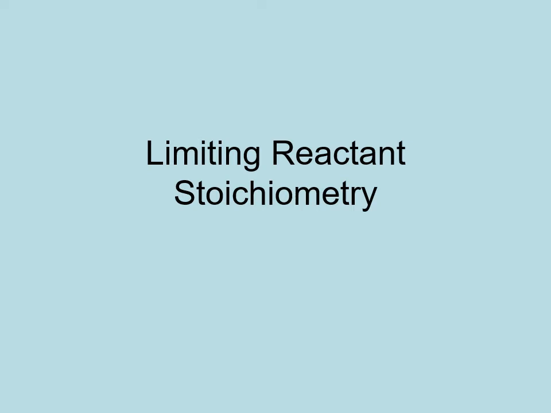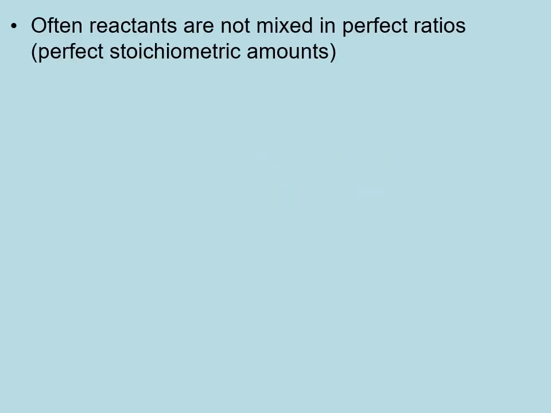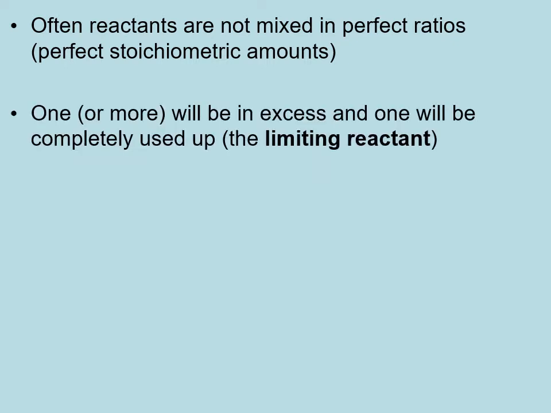Limiting reactant stoichiometry. Often when we are carrying out a reaction, the reactants themselves are not mixed in their perfect stoichiometric amounts, meaning that if they're reacting in a 1-to-1 ratio, you don't always get them in a 1-to-1 ratio.